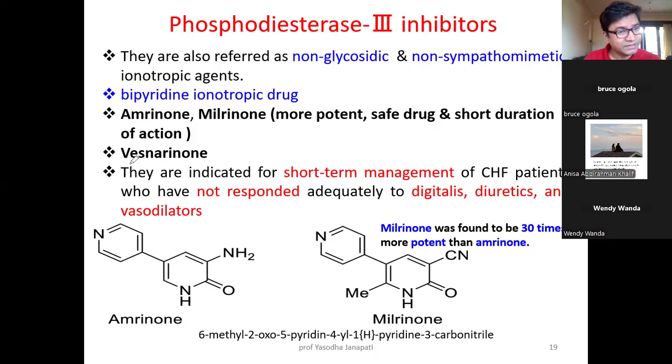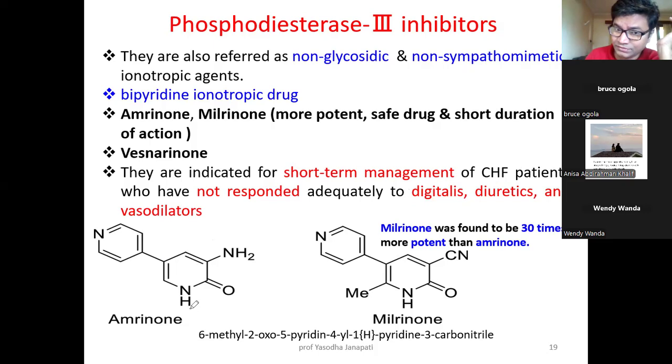Now, among amrinone, milrinone and vesnarinone, these are the three drugs available under phosphodiesterase-3 inhibitors. Among these three, milrinone is widely used and more potent. Here also, these drugs are for short term, potent, safe drugs with short duration of action. They are used for short-term management of CHF, congestive heart failure, in patients who do not respond adequately to digitalis, digoxin, diuretics, and vasodilators.